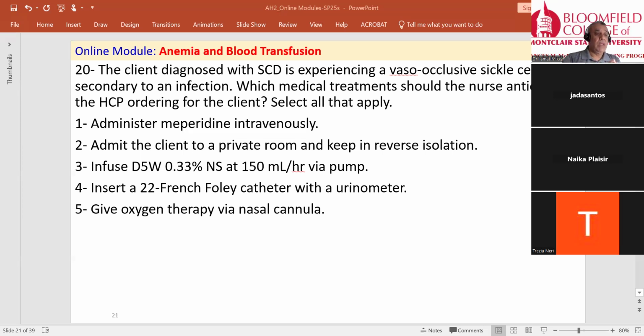So number two is irrelevant, right? The patient doesn't need reverse isolation because other people will not affect the crisis. Number three, yes or no?